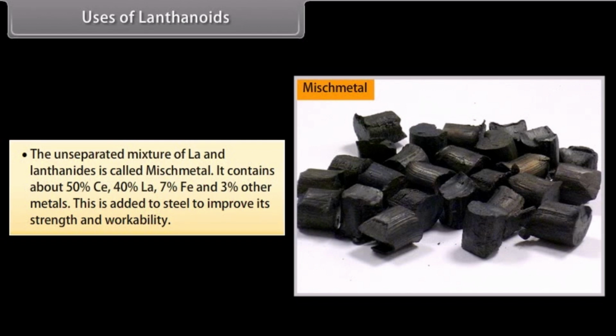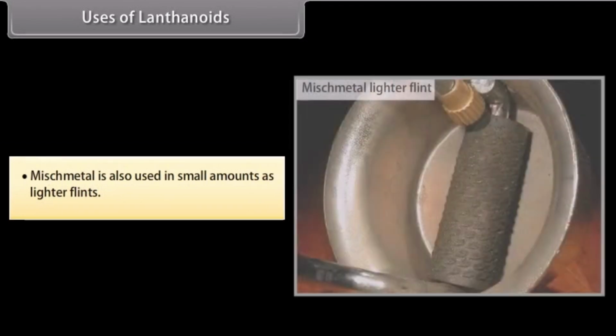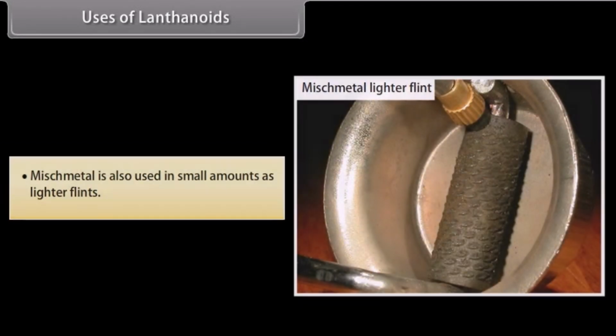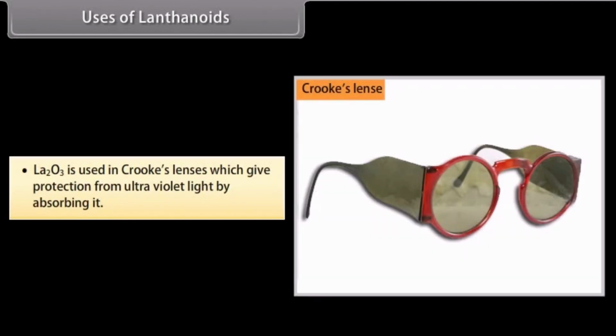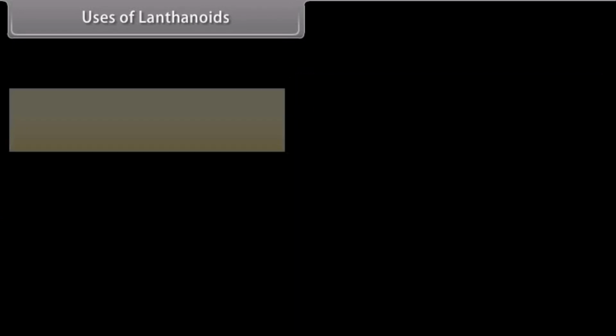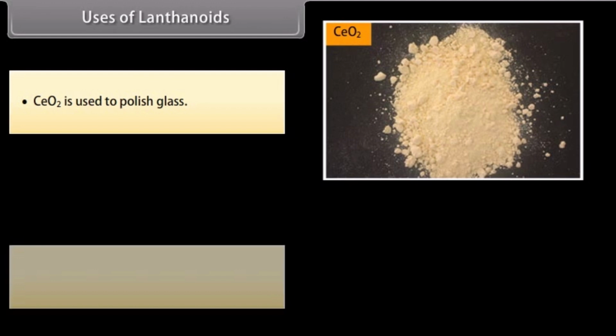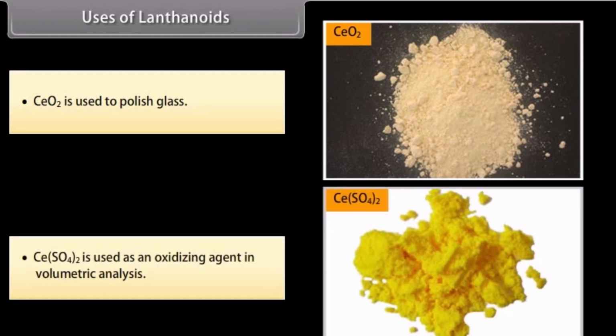This is added to steel to improve its strength and workability. Mixed metal is also used in small amounts as lighter flints. La2O3 is used in Crookes lenses, which give protection from ultraviolet light by absorbing it. CeO2 is used to polish glass. CeSO4 is used as an oxidizing agent in volumetric analysis.